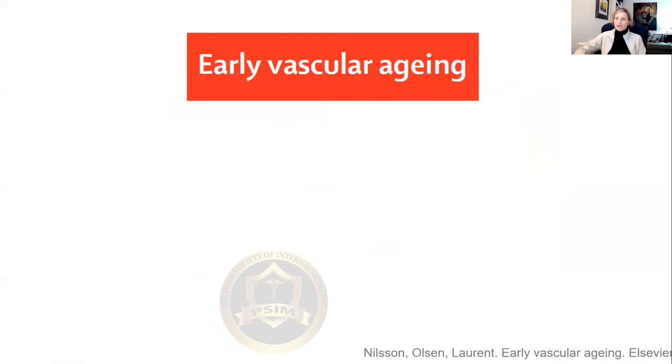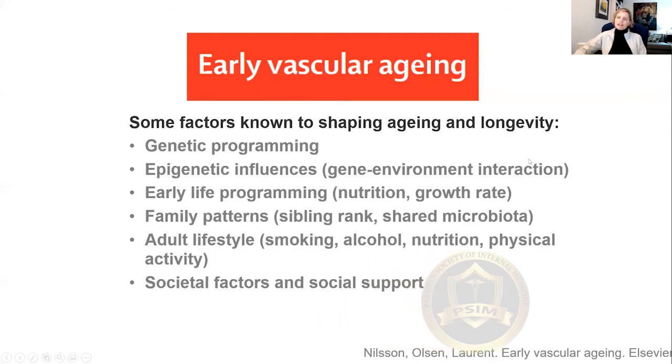So just a bit more on early vascular aging, in part as background in the situation of isolated systolic hypertension. Early vascular aging is known to be shaped by similar factors that are related to hypertension and a long life, and that is genetic programming, also epigenetic influences, in other words, gene-environment interaction, early life programming. When we look at adult lifestyle: smoking, a major factor and one of the main causes of death still in the world, alcohol, nutrition, physical activity, and societal factors.